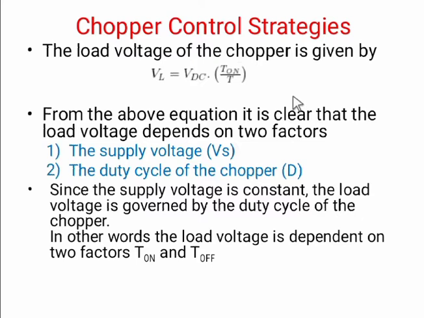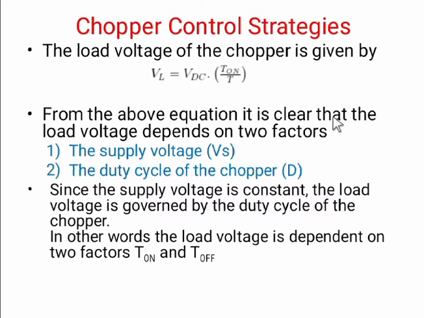As we all know, the load voltage of the chopper is given by VL equal to VDC into T on by T, where VL is the load voltage, VDC is the input voltage and T on by T is the duty cycle. So we can change the output voltage or load voltage VL by changing the duty cycle, because if we consider the input voltage constant, by changing this duty cycle we can change the load voltage.